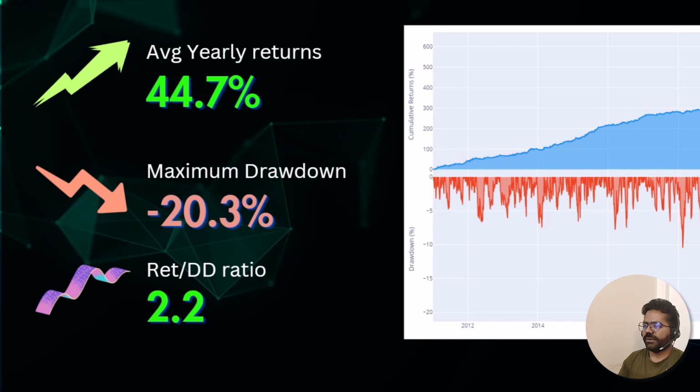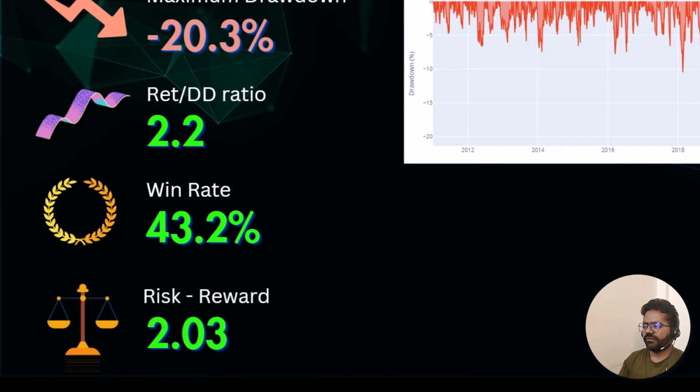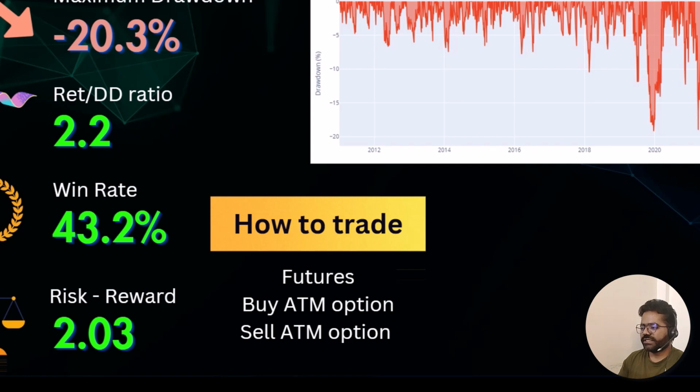That makes it a return by drawdown ratio of 2.2, which is more than 1, which is pretty good according to backtesting trading strategies. And the win rate is 43%, but along with win rate, you should look at risk reward, which is 2.03, which is pretty good. You can only trade this strategy on futures. Either you can buy ATM option or you can sell ATM option.